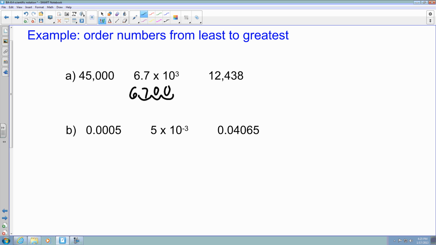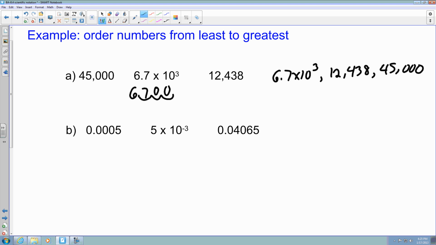So this ends up being 6,700. So that means that if I'm going to write this down from least to greatest, I'm going to go 6.7 times 10 to the third, comma, and then 12,438 is the second largest, and my largest is 45,000.